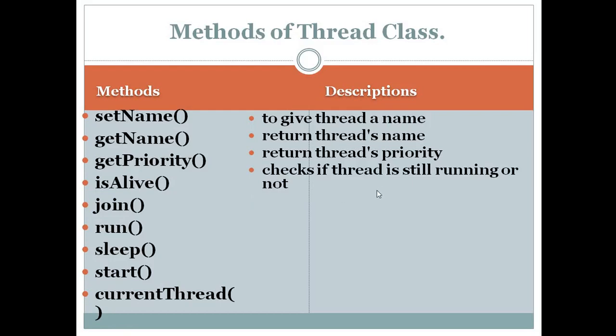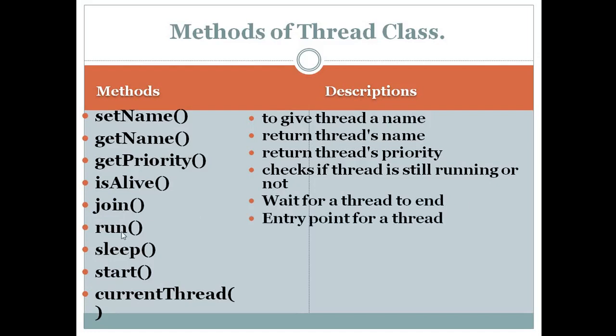isAlive, that is if the thread is still running or not, whether the thread is alive or not. Join, wait for thread end, that is the main method will wait for the completion of the execution of that thread, then the main method will execute. For that the join method is used. Run, the entry point for a thread. Sleep, suspend the thread for a specified time.